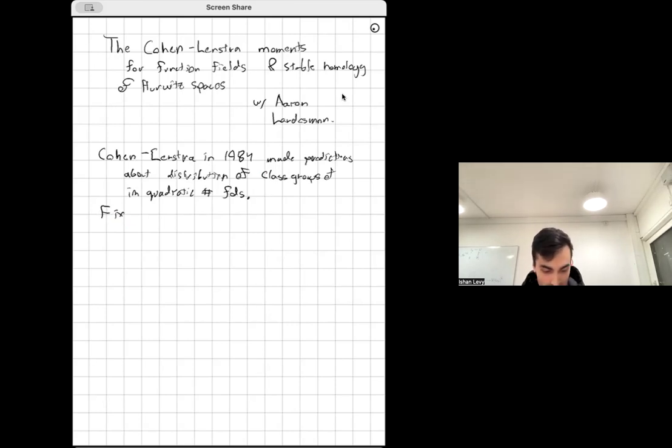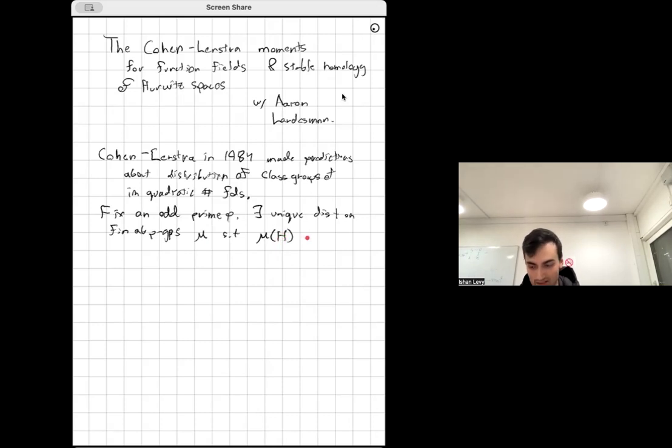So you can fix an odd prime p, and then there's a unique probability distribution on finite abelian p groups. Let's call it mu, such that the probability of getting a specific finite abelian p group H is inversely proportional to the size of the automorphism group of H. So there's a unique distribution like this, the Cohen-Lenstra distribution.